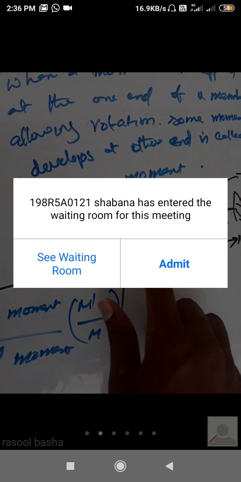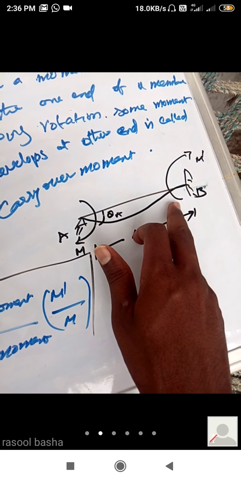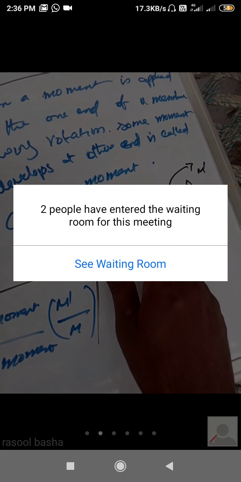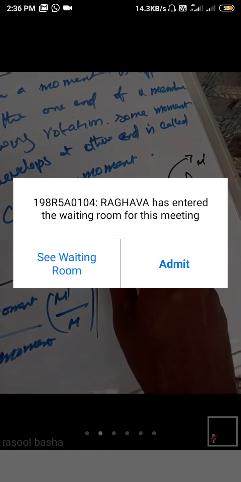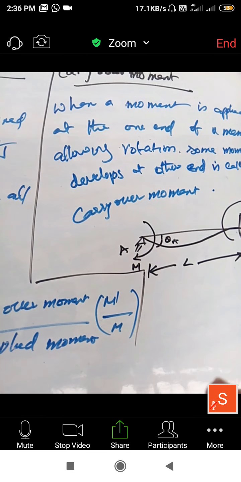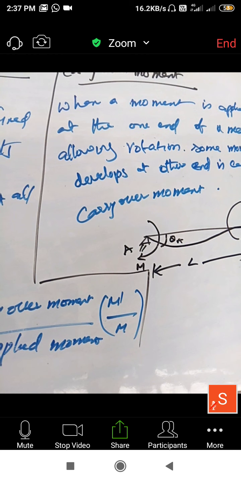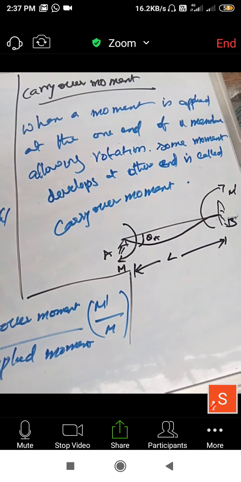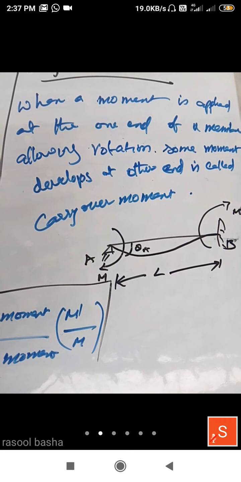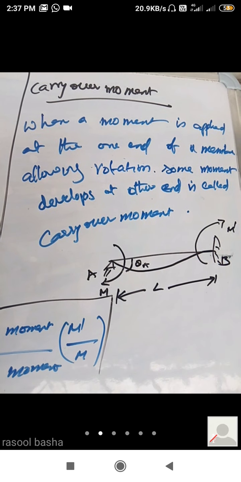Coming to the B support, we have an applied moment. So when a moment is applied at one end, another moment will be developed. That moment we call a carryover moment. You can see the figure, and understand what the carryover moment is.